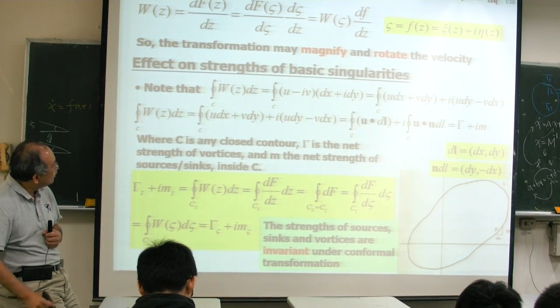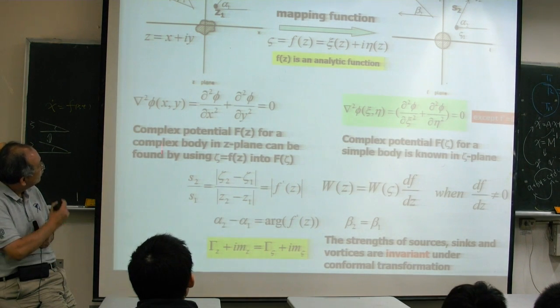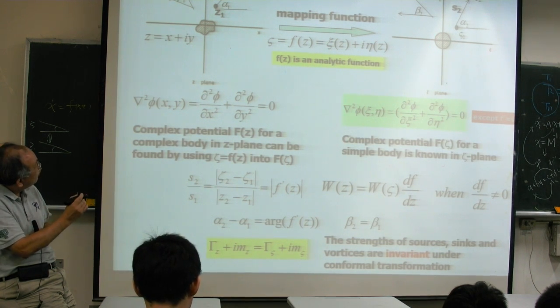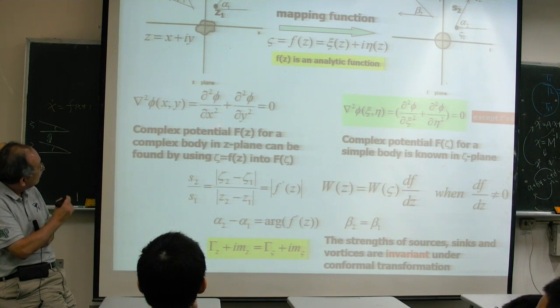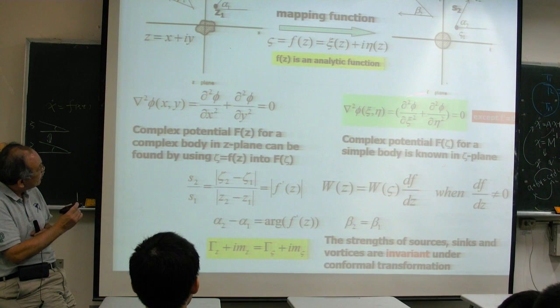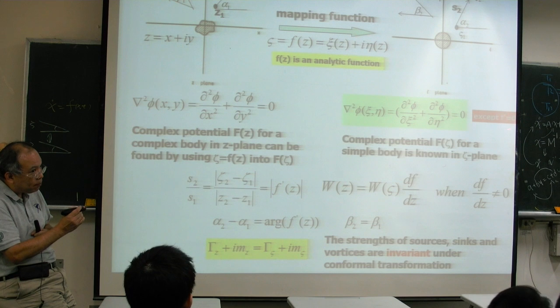Okay, that concludes this part. Everything here is concluded. So this is our mapping through this mapping function, right? And we have the original Laplace equation, and this equation also is satisfied in the zeta plane except at this point. That's the critical point.